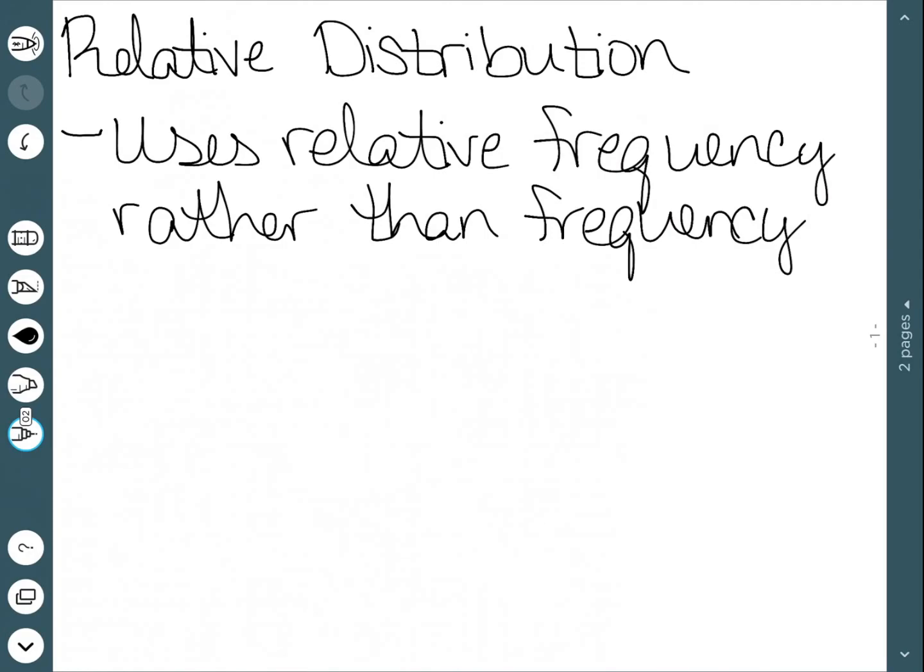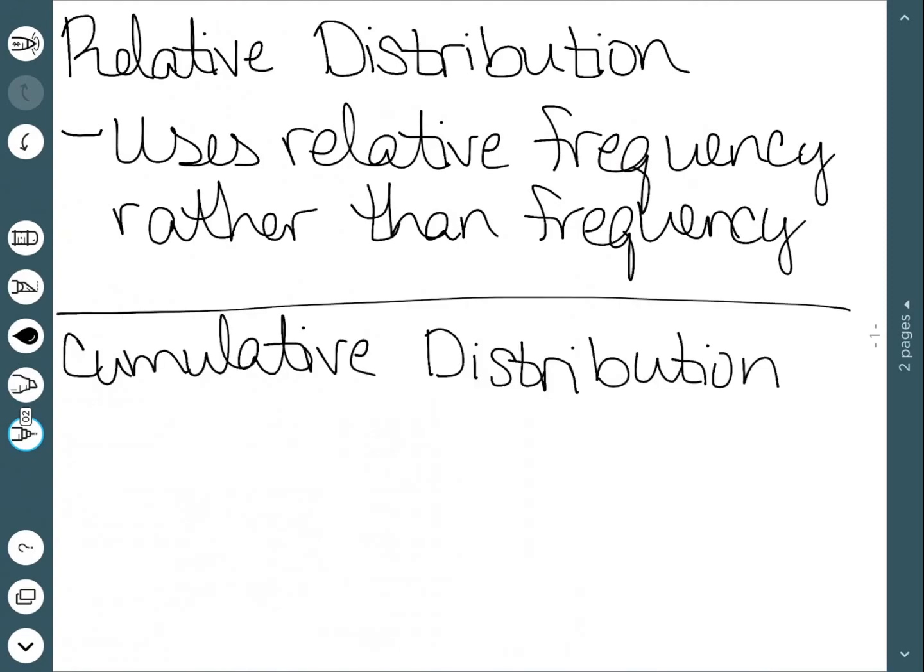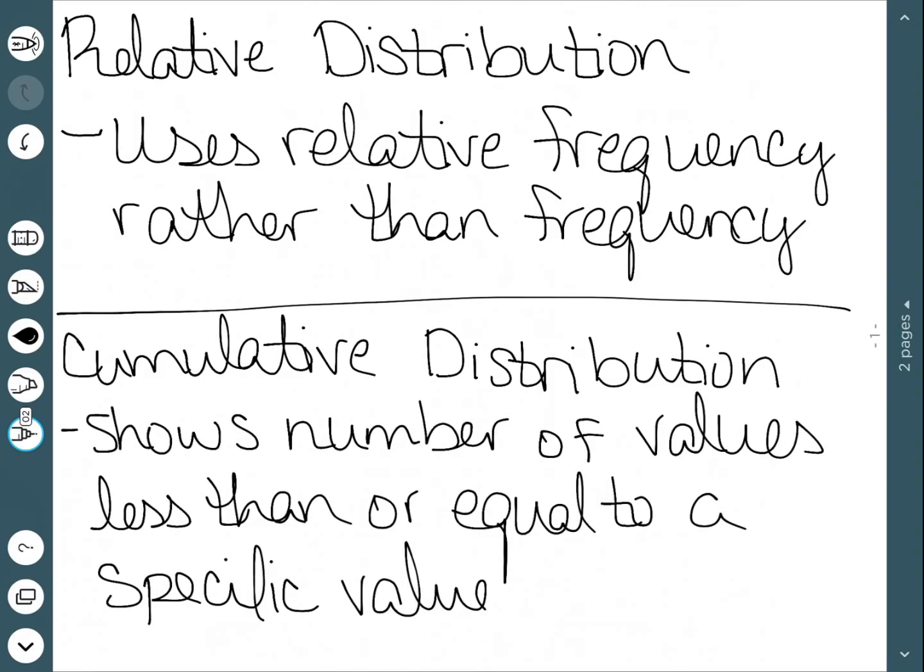The other type we look at is a cumulative frequency distribution. A cumulative distribution is going to be, once again, similar to a frequency distribution and a relative frequency distribution, the way we find the class boundaries and the class limits and everything, but we have a different type of frequency called cumulative frequency. A cumulative frequency distribution shows the number of values less than or equal to a specific value. Essentially, how to find the cumulative distribution is add the frequency of a class with the frequencies of all the classes that came before it.